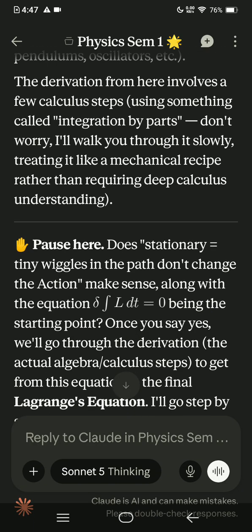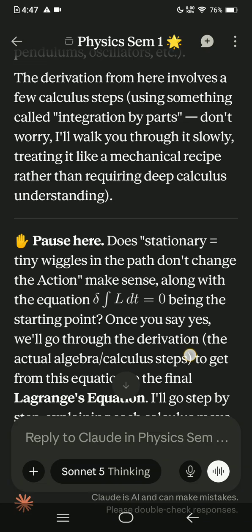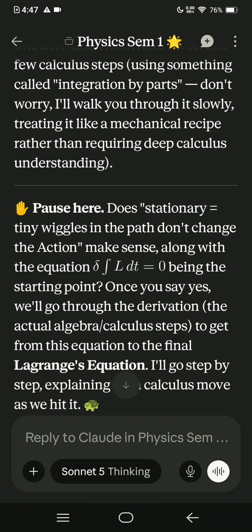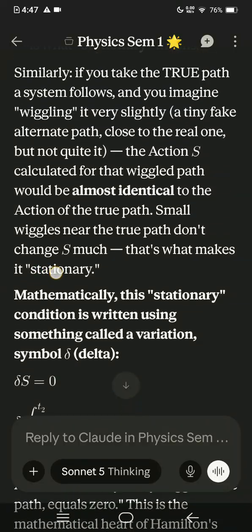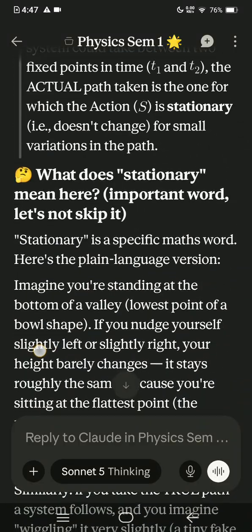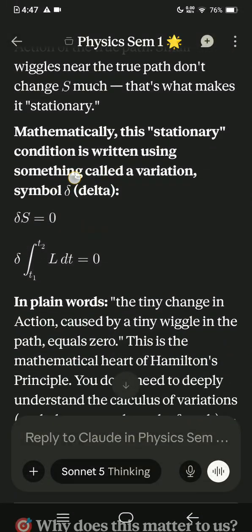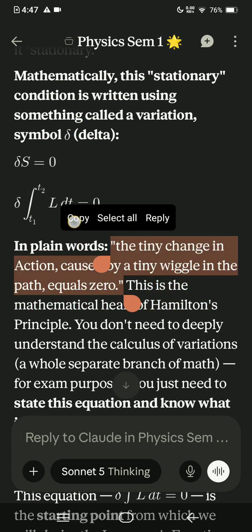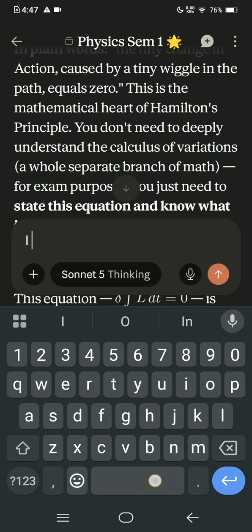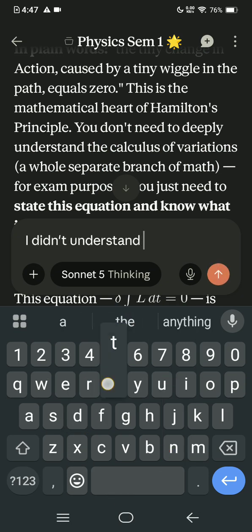Pause here. Stationary means tiny wiggles in the path don't change the action. That part makes sense, along with the equation being the starting point. Once you say yes, we'll go through the derivation, the actual algebra and calculus steps to get from this equation to the final Lagrange equation. I didn't understand this equation actually. I didn't understand this.